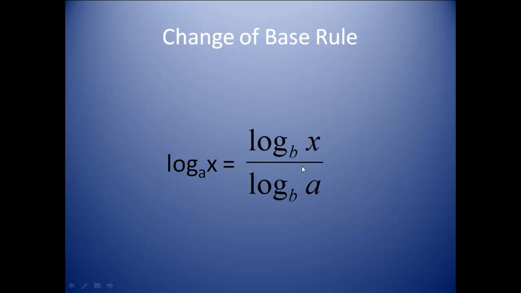Okay, so here's our change of base rule. It says if I have log base a of x, I can rewrite that as log base b of x divided by log base b of a. Notice the x went to the top, the a went to the bottom, and the bases became the same thing. Now, usually what we're going to use for our common base is 10. So we're usually going to use log base 10 of x divided by log base 10 of a. The reason that we're going to use base 10 is because then we can use our calculators.